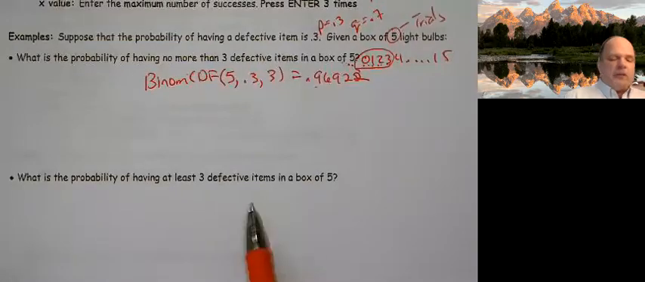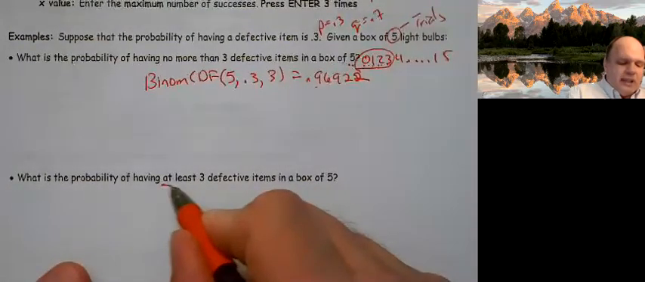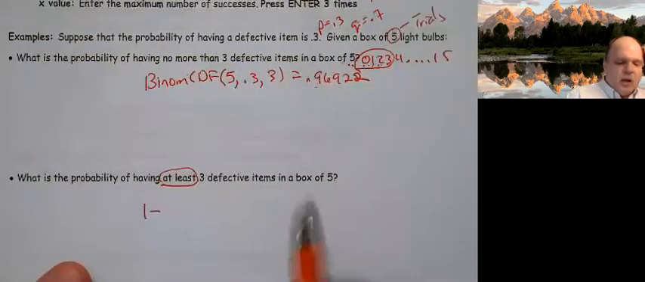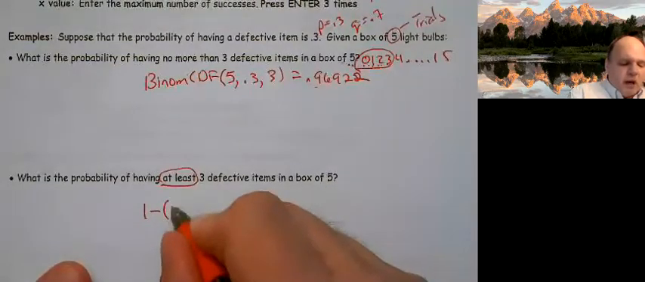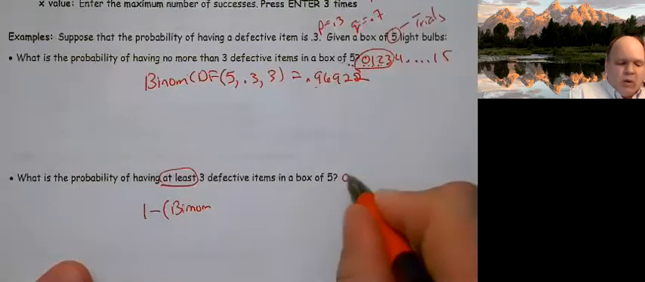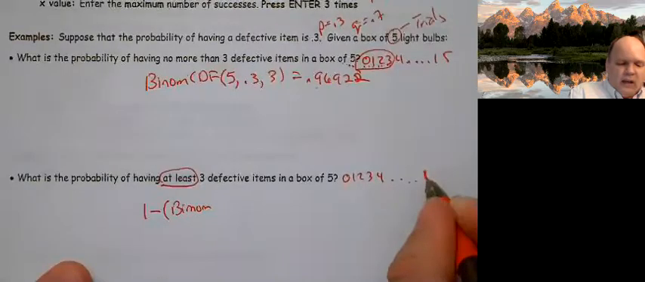What is the probability of having at least 3 defective items in a box of 5? All right, so first off, anytime you see at least, I want you to think 1 minus. Now we have a specific number of trials, so this means this is going to be a binomial. And 0, 1, 2, 3, 4, dot, dot, dot, all the way to 15.